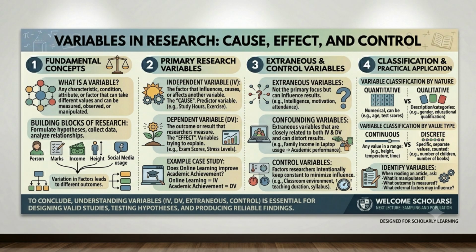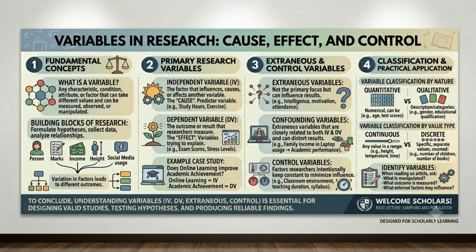To obtain accurate results, researchers must identify and control such factors whenever possible. This brings us to another important concept known as the control variable. A control variable is a factor that researchers intentionally keep constant so that its influence does not interfere with the study. For example, suppose a researcher wants to compare two teaching methods.